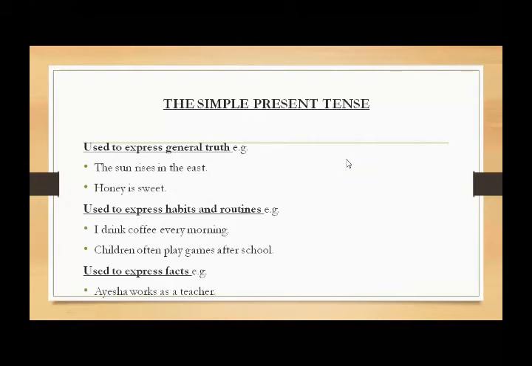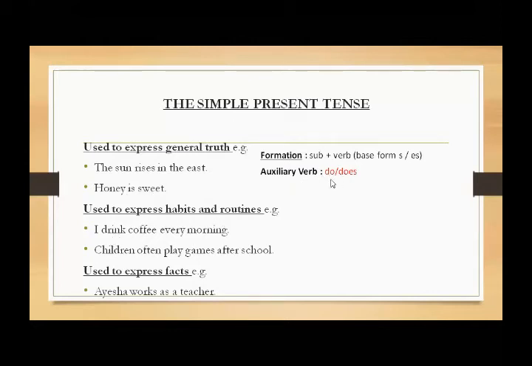Now, what is the formation? How do we construct a sentence in simple present tense? We use subject plus verb base form, meaning the first form of the verb. You can see, the sun rises in the east. Honey is sweet. There is no auxiliary or helping verb.